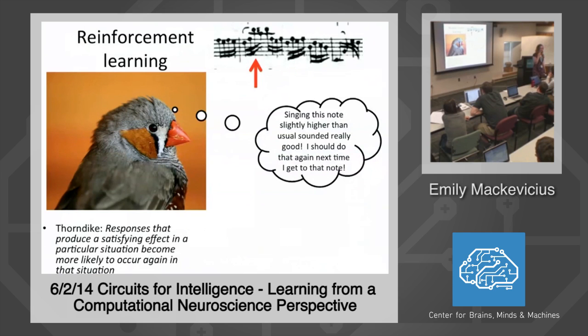And this process of matching to the tutor, my lab has developed a hypothesis of this in the framework of reinforcement learning. So the idea is the bird is singing some song, and he notices when he sings this note slightly higher than normal, it sounded really good. So he wants to do that again the next time he gets to that. So that's the basic idea, and then I'm going to go into the brain circuitry behind it.